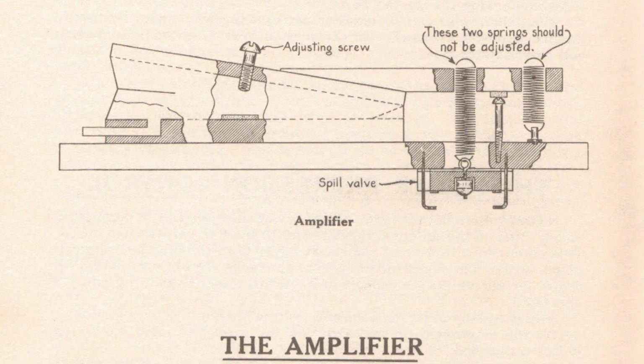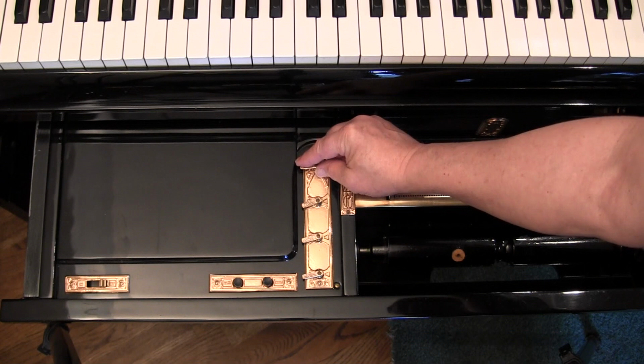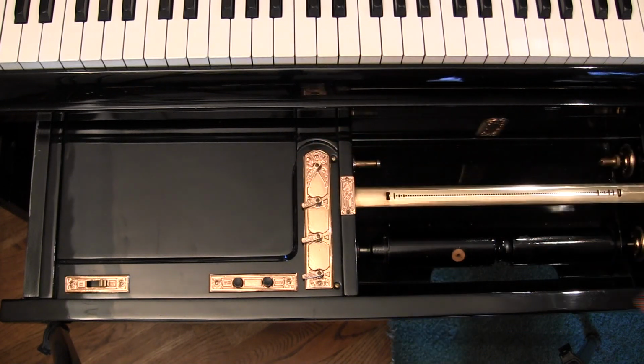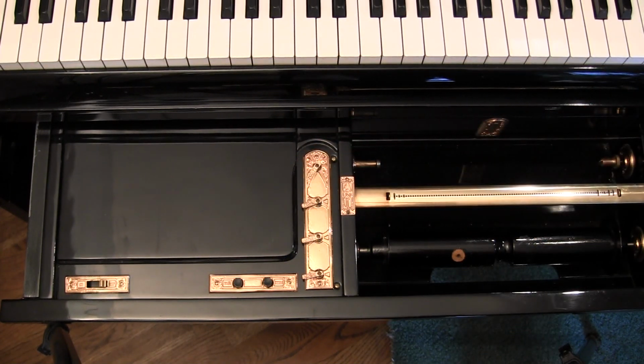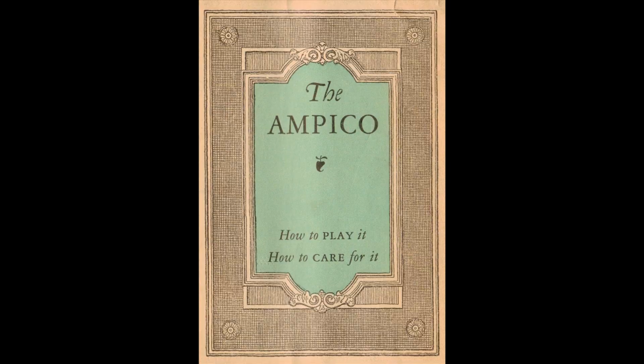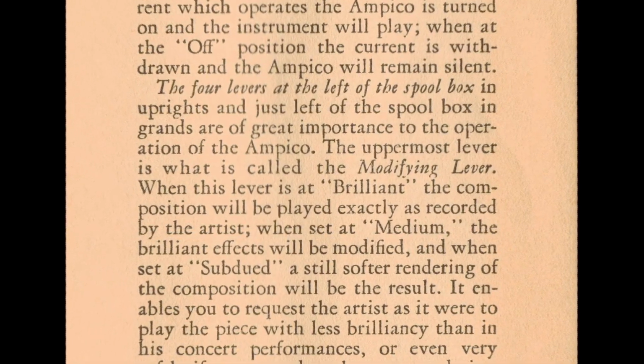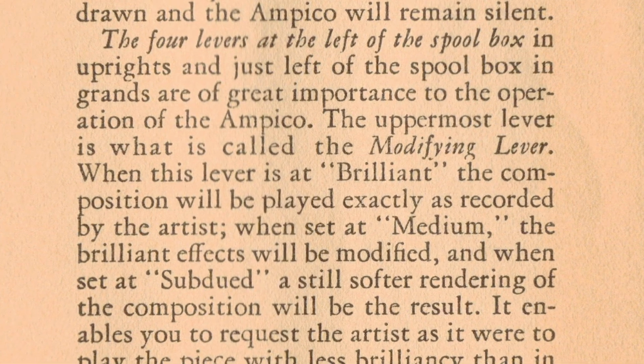In analyzing the code for the Ampico A, the amplifier must be considered. Most of us understand that if we set the modify switch to brilliant, the piano will play louder. The instruction pamphlet tells us to put the switch in brilliant to hear the full fidelity in the rolls.